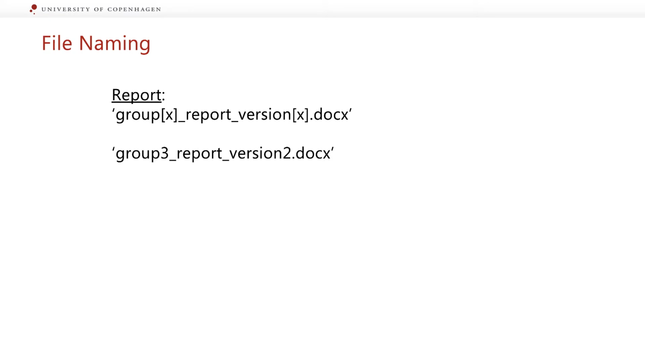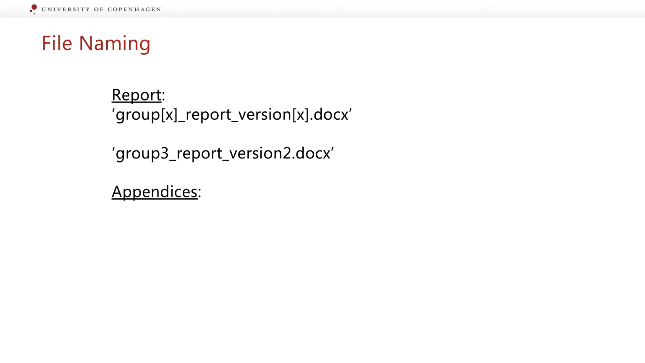Now, the file naming. From the protocol, I experienced that you didn't quite get what I meant about the file naming, and maybe that's because I wasn't explicit enough and didn't give examples. So we'll take that once more. For the report, I would like you to name the file in this way: group, a number, underscore, report, underscore, and the version. And the brackets should be replaced with a number. So the brackets should not even be there when you replace them with a number. An example is group 3 underscore report underscore version 2. So that is the file naming for the report.